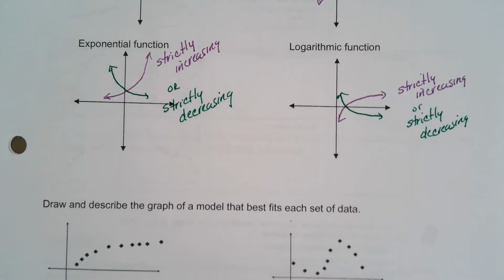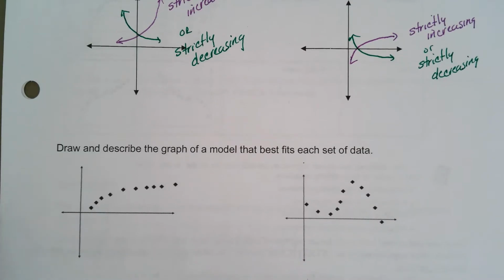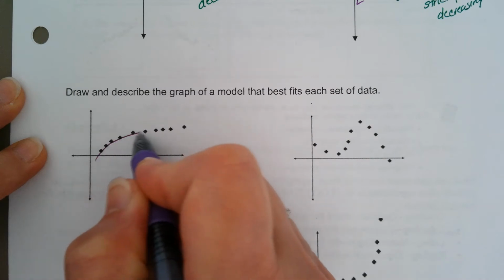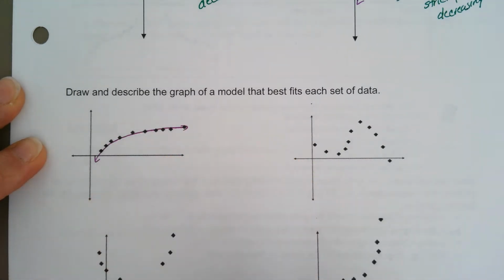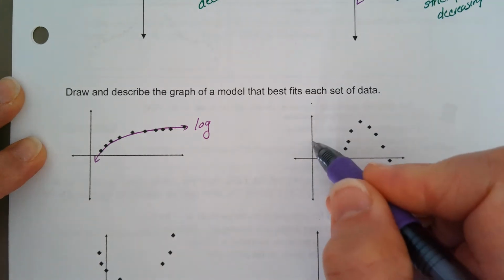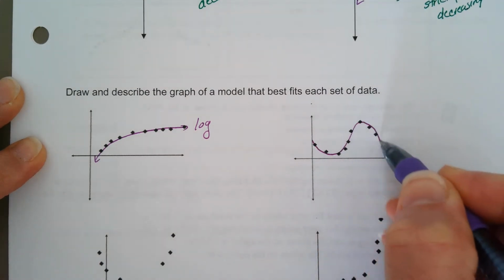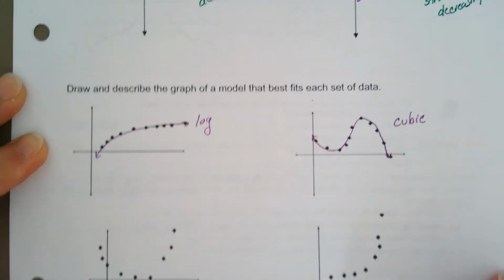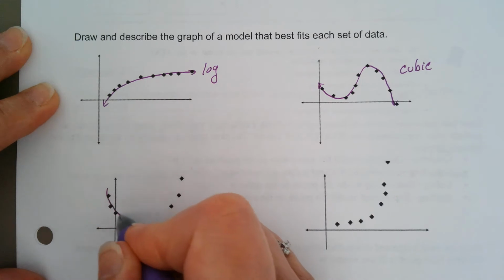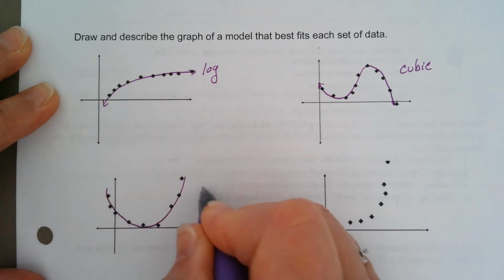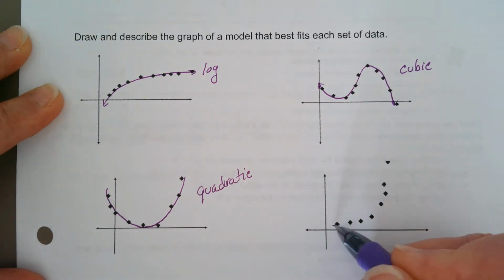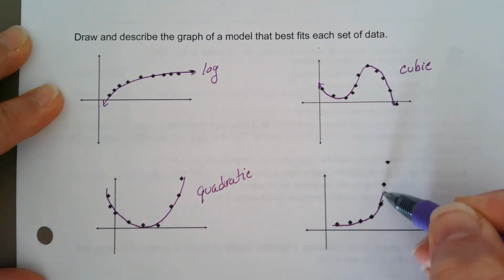The next part, draw and describe the graph of each model that best fits each of the set of data. If we draw this, this looks to match a log function. This, cubic. The next one, quadratic. And the last one, this looks like an exponential.